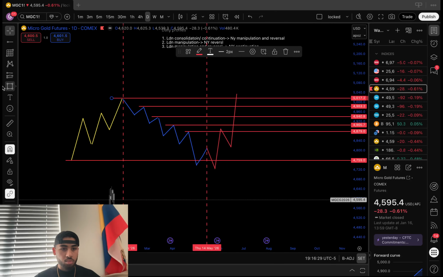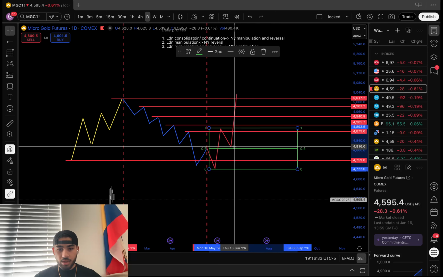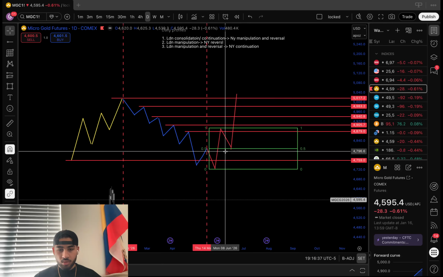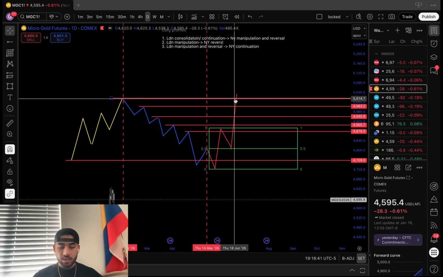There you go. We can use equilibrium here too. Let's say equilibrium got tapped into. You take the trade right here. You target London high. You trade it. Beautiful.